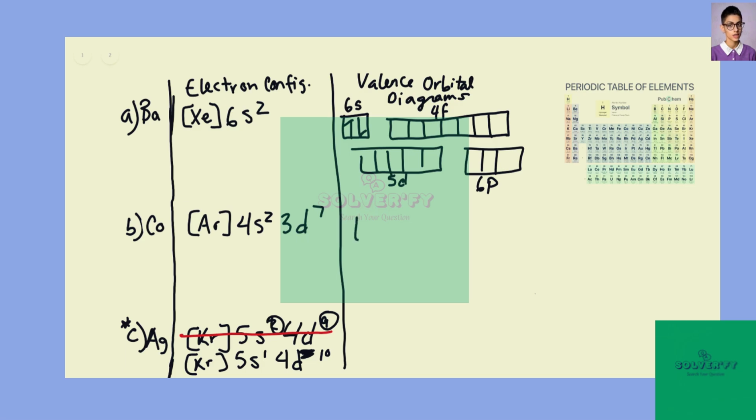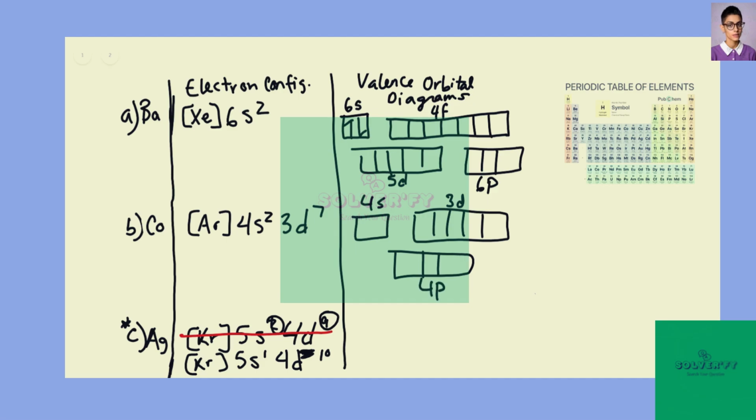And so we have 4s, 1, 2, 3d, and then finally 4p. Then we have 1, 2, and then everybody's going to get an electron first. So 1, 2, 3, 4, 5, and then come back and pair off 6, 7.